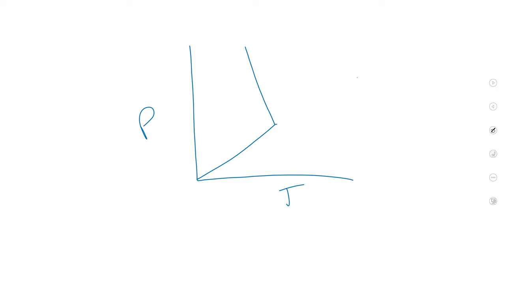If we're talking about water, water's phase diagram has a negative slope. So for water, when you start as a solid and you increase the pressure, you go from solid to a liquid.